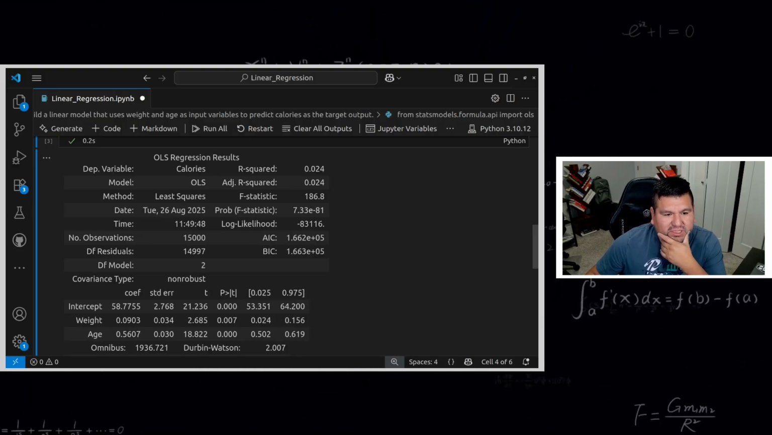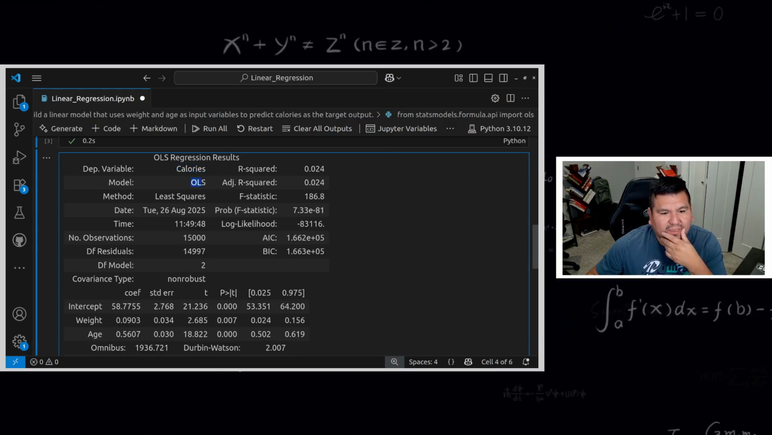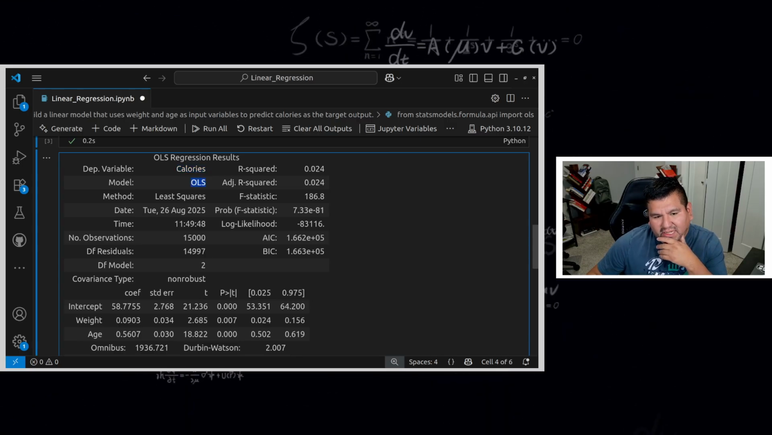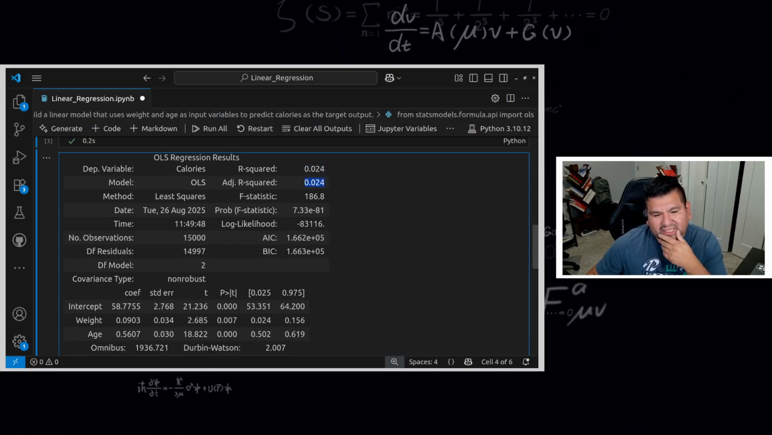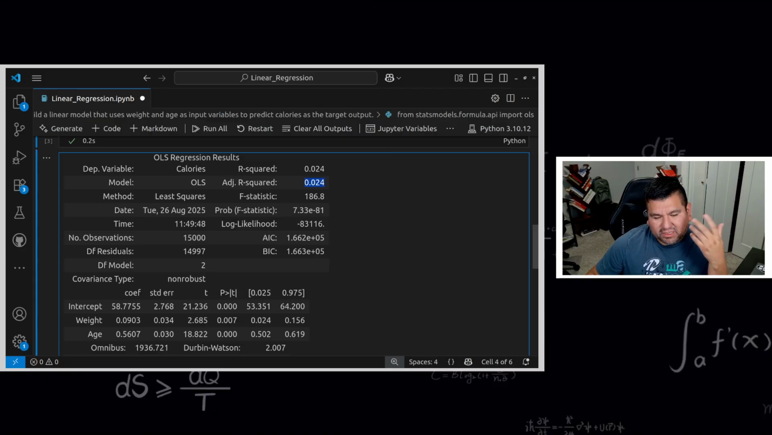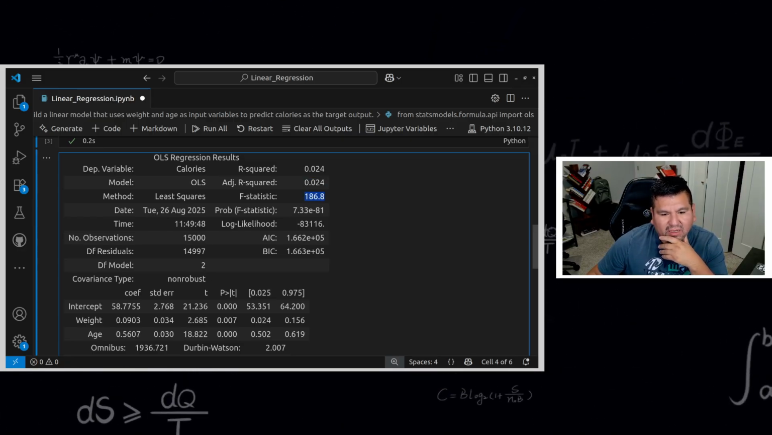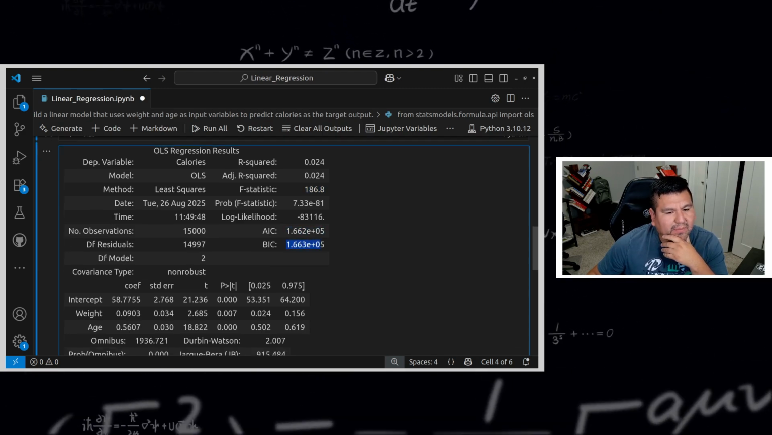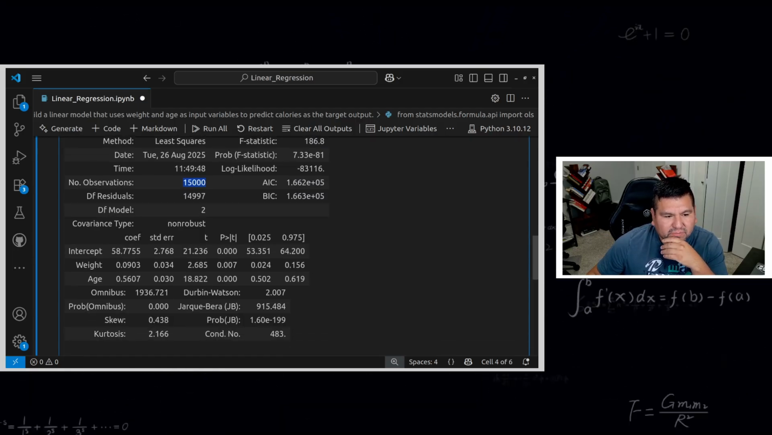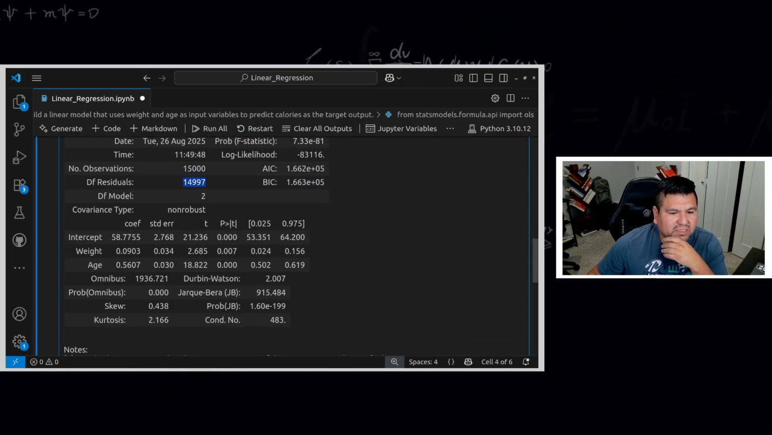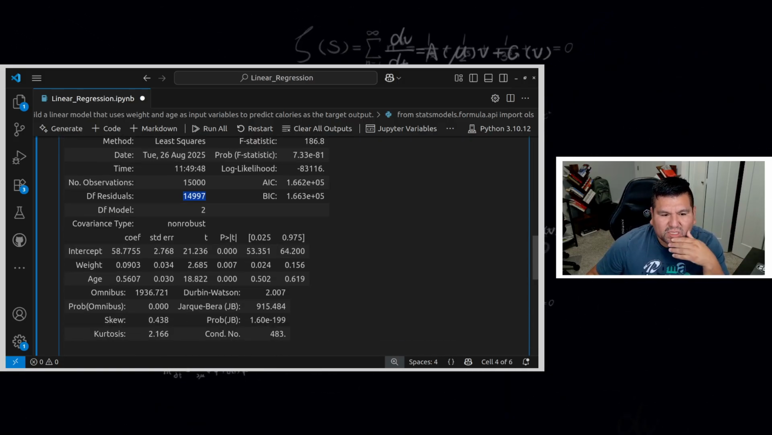So in this case, again, it tells us what the dependent variable is. It's called calories. The model is OLS. Here we have the R square. Here we have the adjusted R square. All of these are statistics metrics, right? That in some sense tell us how good the model is. So here we have the F stats. Here we have the AIC, the BIC, how many observations were used to build the model, the degrees of freedom of the residuals. So all of this is just stats, okay? And I don't want to spend too much time on it.